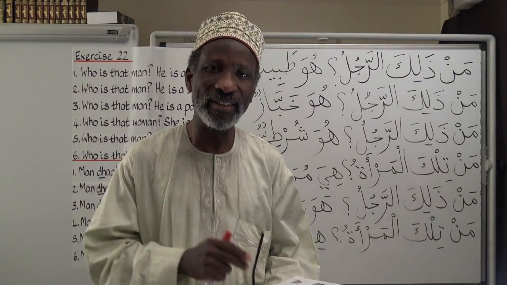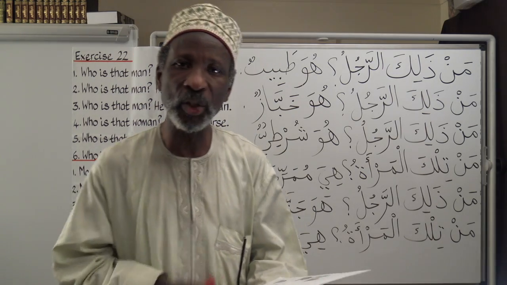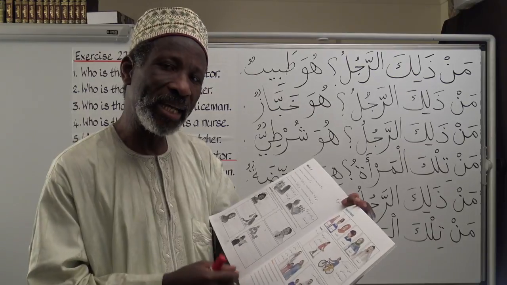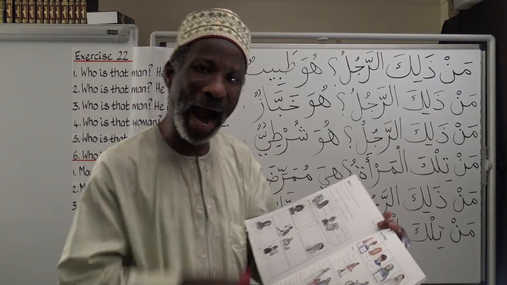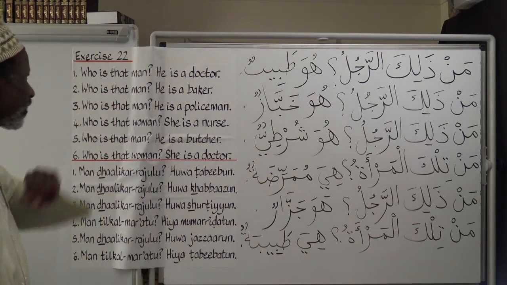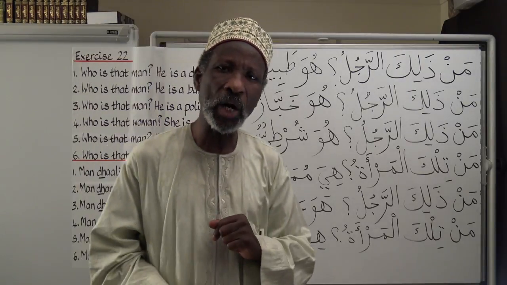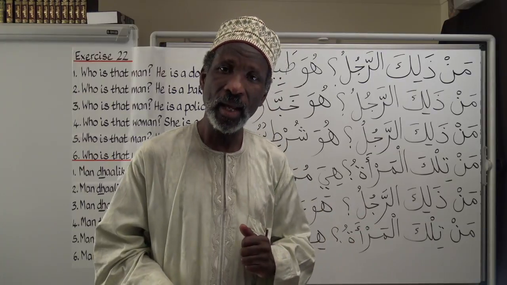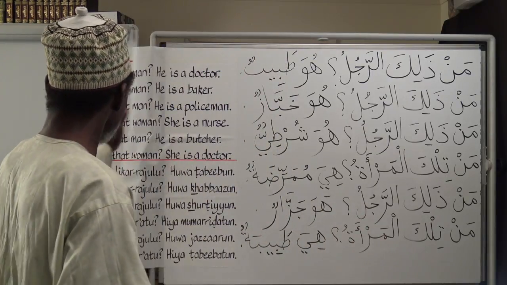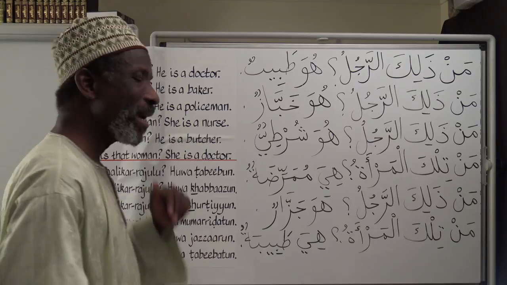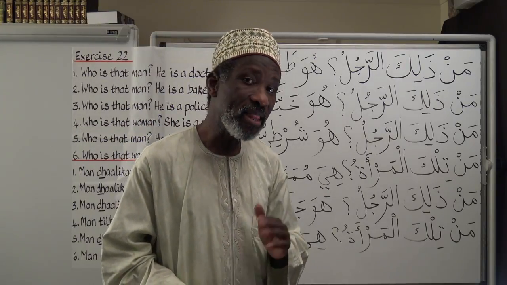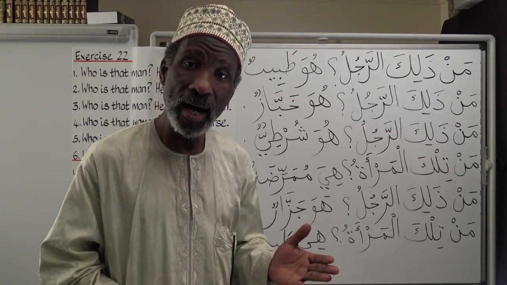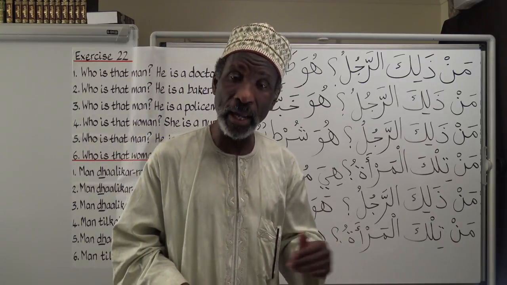Now let's do exercise 22 together on page 29. And we have 6 pictures there and we'll be translating from English to Arabic. Number 1, who is that man? من ذلك الرجل? هو طبيب, he's a doctor. Number 2, من ذلك الرجل? He's a baker. Who is that man? هو خباز, he is a baker.